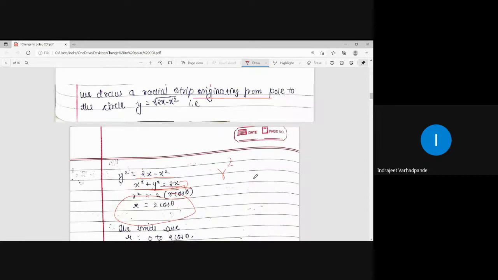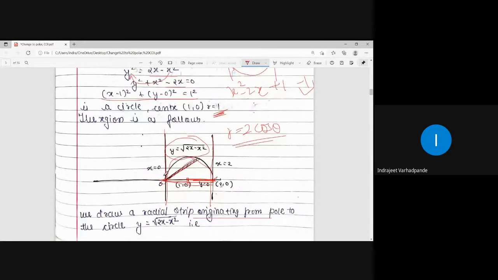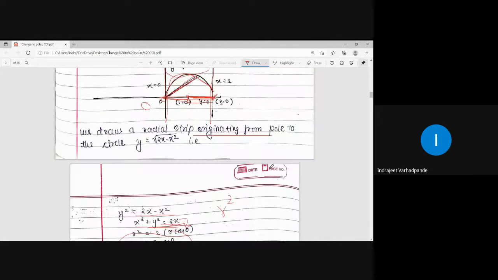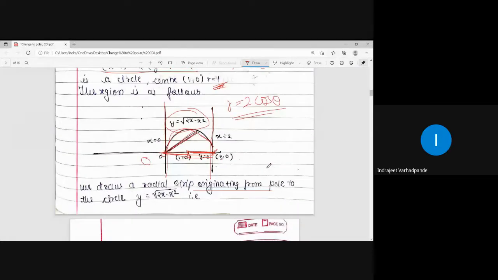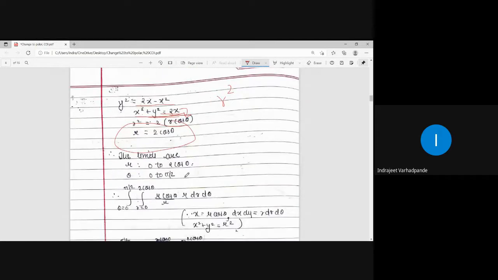So whenever you draw the radial strip, r originates from the pole and goes up to the circle which is r is equal to 2 cos theta. Now I have to find the angle. At the point of intersection, up to where will the rotation go from the initial line? Theta will go up to pi by 2, as it is touching the y axis. So theta will be moving from 0 to pi by 2.